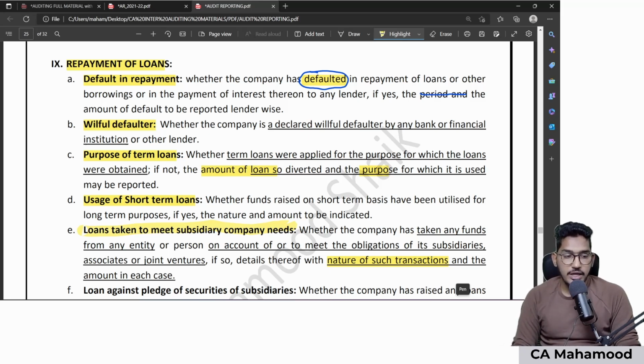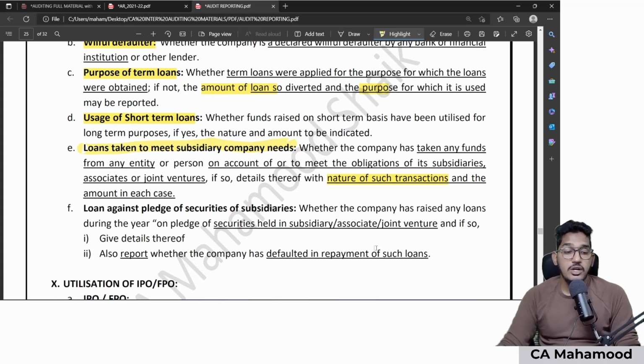Clear? Next, last sub point under this point, loans against pledge of securities of subsidiaries. That means whether your client has taken any loan, but for loan we need to offer security. What has been pledged with the banker is the shares which they are holding in subsidiary, associate, joint venture. So whether the company has raised any loans during the year by pledging securities which they are holding in subsidiary, associate, joint venture. If yes, give the details like what is the amount involved and how many shares are pledged, etc. And also report whether there is any default in the repayment of such loans taken on the pledge of securities held in subsidiary, associate, joint venture.